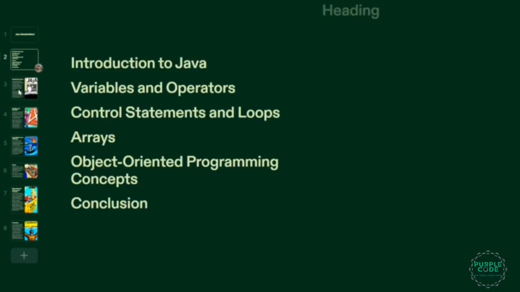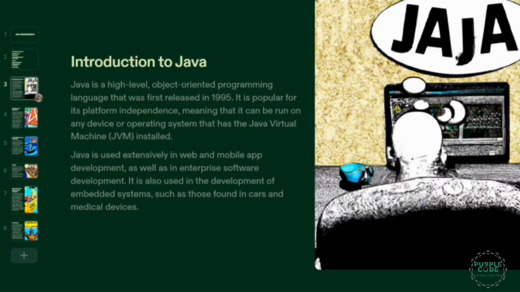In this video, we will go over the basics of Java, variables and operators, control statements and loops, arrays, and object-oriented programming concepts. Java is a high-level, object-oriented programming language that was first released in 1995. It is popular for its platform independence, meaning that it can be run on any device or operating system that has the Java Virtual Machine (JVM) installed.